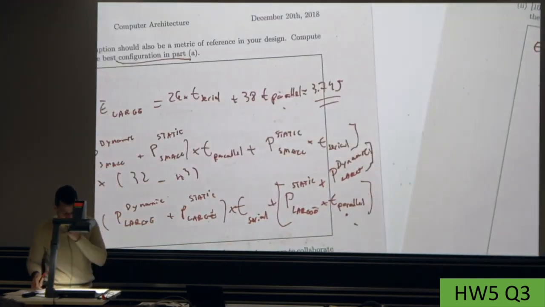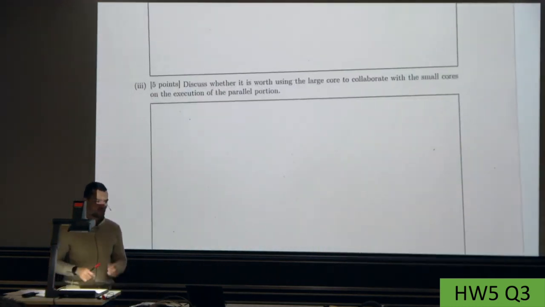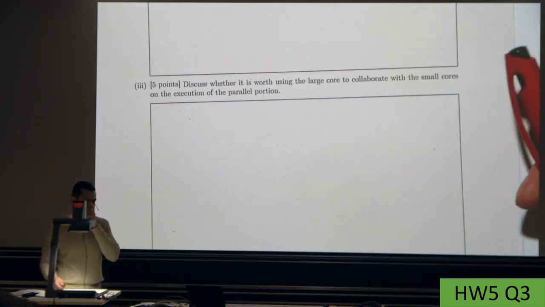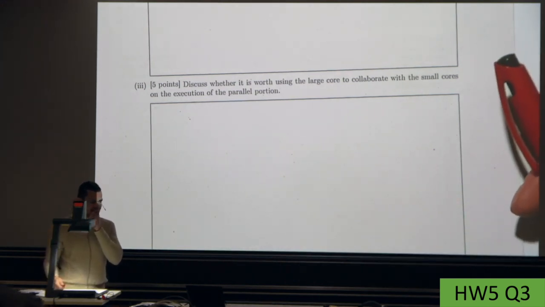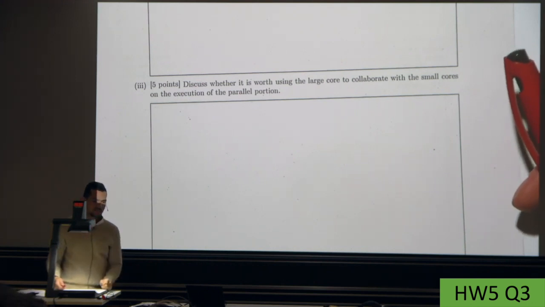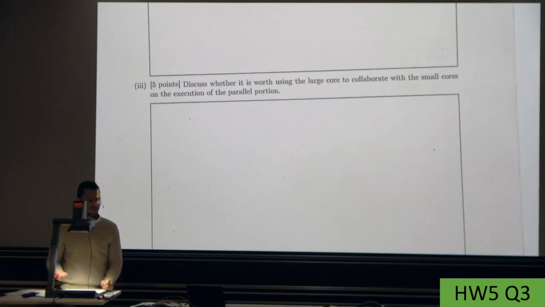While the other one was 3.74. And then the next question is, does it make sense to ask the larger core to help in the parallel portion? Because you have an 8% improvement in performance, but your energy increases from 3.74 to 4.6. So, does it make sense? What do you guys think? So it does not make sense, right? Because your energy is going to increase a lot if you execute in the out of order core.